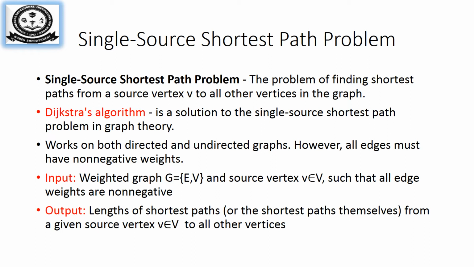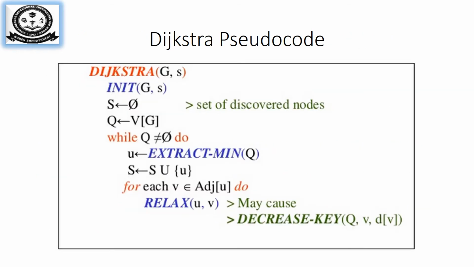So here the input is going to be a weighted graph and a source vertex that belongs to the graph, with no negative cycles. The output will be the length of the shortest path from the source vertex to every other vertex. That is the output you will be getting for a single source shortest path algorithm. This is the pseudocode for Dijkstra's algorithm.